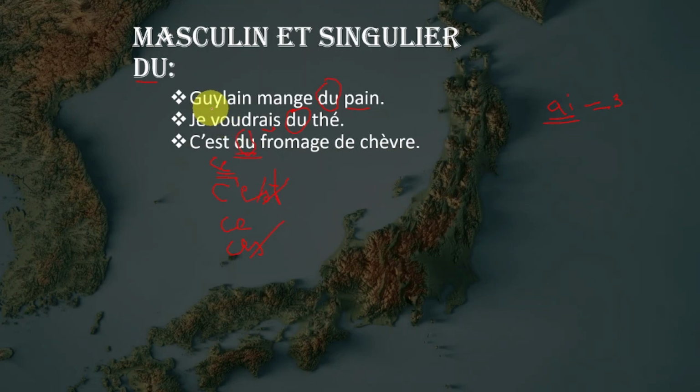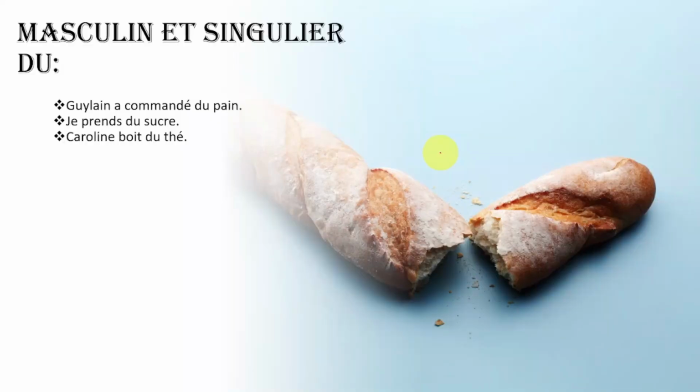Okay, Gulin mange du pain. Je voudrais du thé. C'est du fromage de chèvre. Okay, we come here now. When you read this, some of them are in the past. The verb, some of them, the way I use them, it's in the past, but it's okay. In this case, we're just focusing on the article. Okay, we're focusing on these. This is the one we want to know, how to use it. Okay, this one.